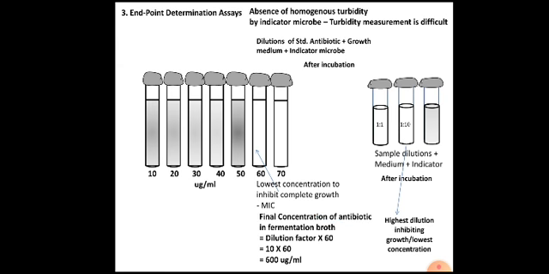So the final concentration of antibiotic in the fermentation broth will be as follows. The fermentation broth is diluted 1:10. So what will be the dilution factor? It will be 10, so dilution factor into 60. So 10 into 60 will be 600 micrograms per ml. That means the original fermentation broth contains 600 micrograms per ml of antibiotic. This is how the endpoint determination assays are performed.